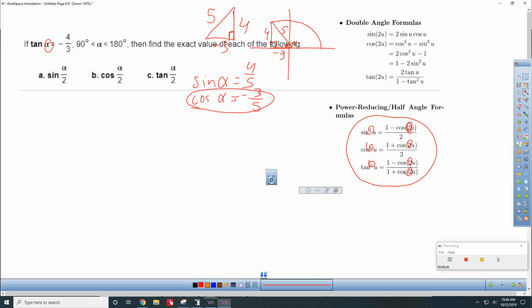So the next one, cosine A over 2. Let's write the equation. Cosine A over 2 is equal to plus or minus radical of 1 plus cosine u over 2. And then you're going to plug more in.